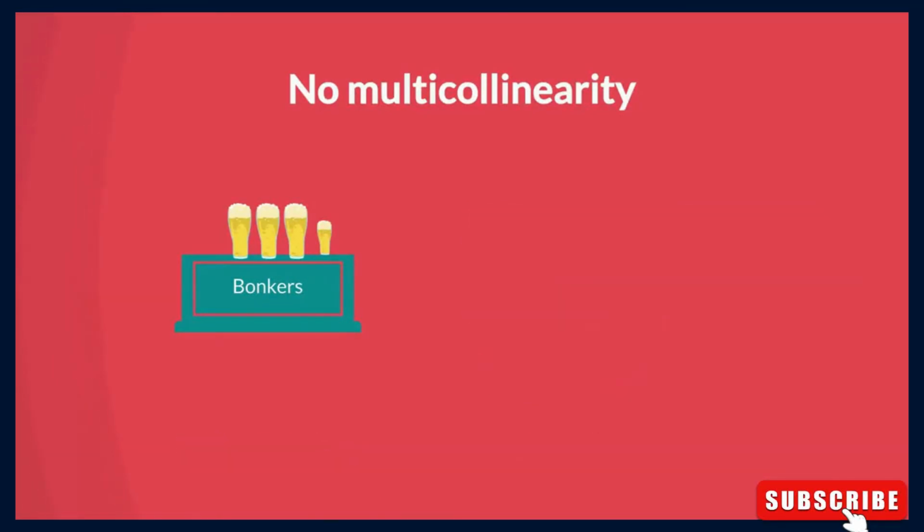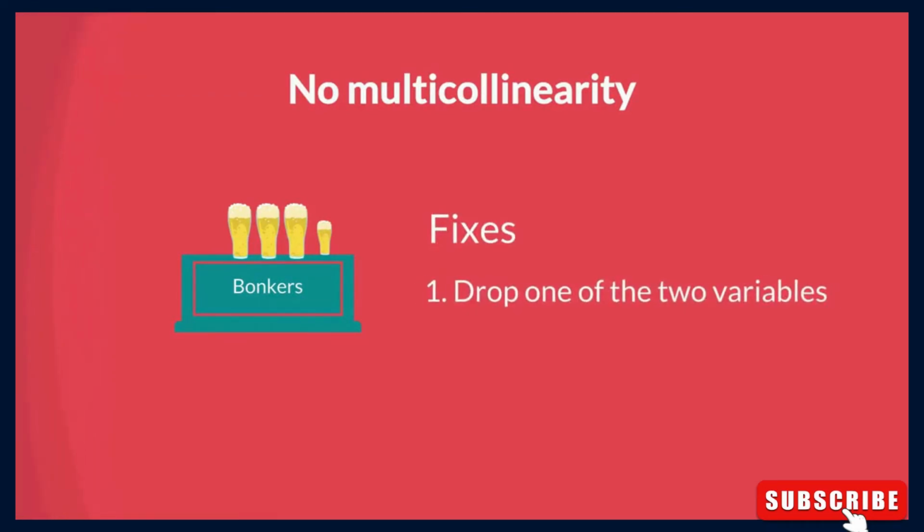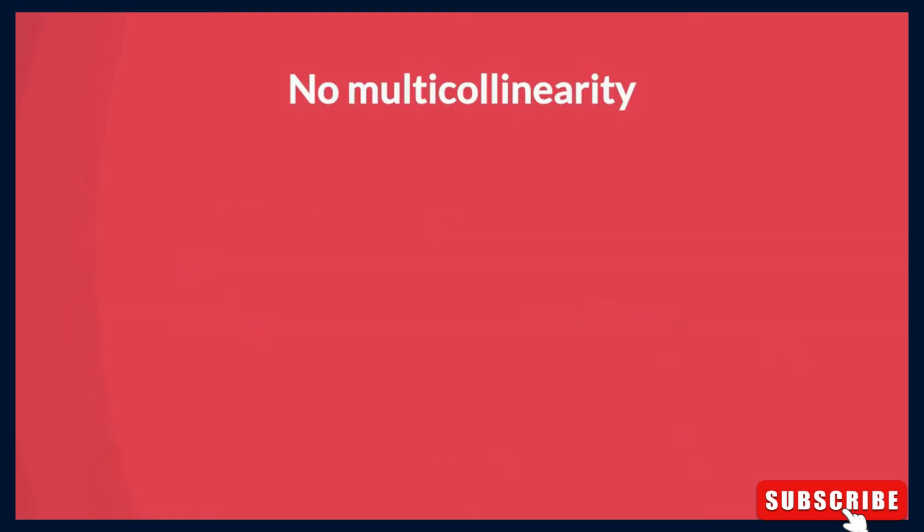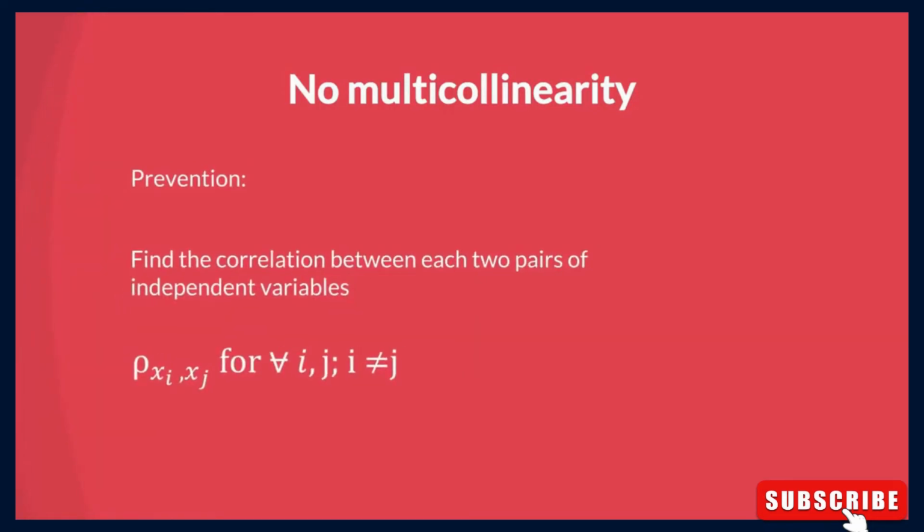So how do we fix it? There are three types of fixes. The first one is to drop one of the two variables. The second is to transform them into one variable. The third possibility is tricky. If you are super confident in your skills, you can keep them both while treating them with extreme caution. The correct approach depends on the research at hand. Multicollinearity is a big problem, but is also the easiest to notice. Before creating the regression, find the correlation between each two pairs of the independent variables, and you will know if a multicollinearity problem may arise.